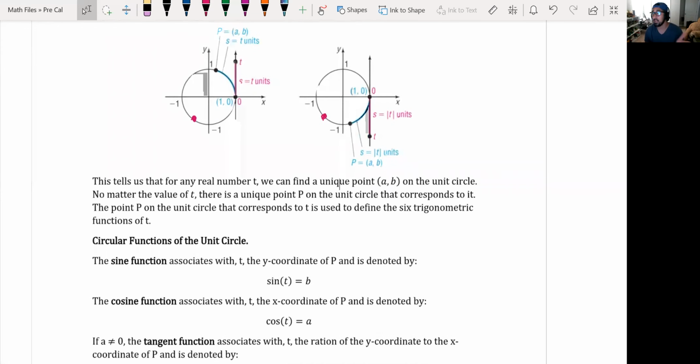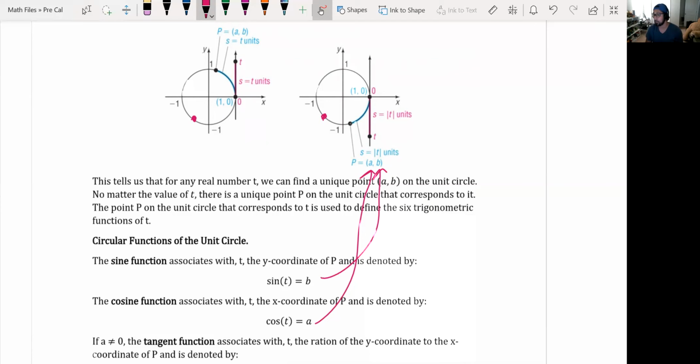So sine of t, well, remember, if we're given a point, sine always relates itself to the y value of the point. So sine of t would be b, and cosine of t would be a. So sine of some distance traveled t would be b, and cosine of t would be a. So this is all we have to really worry about. Given a point on the unit circle, no matter what distance you have traveled around it, you can find the 6 trig functions of that given point.